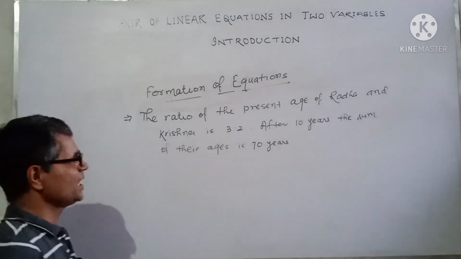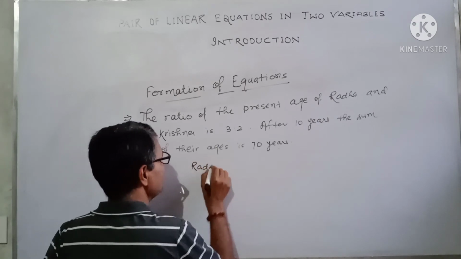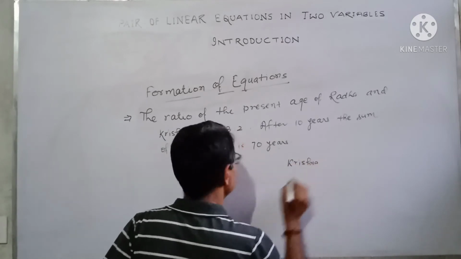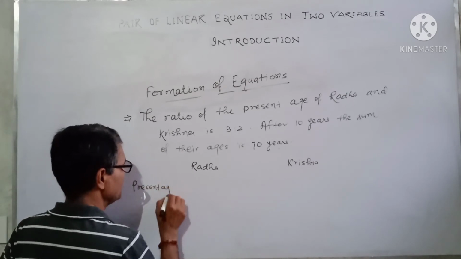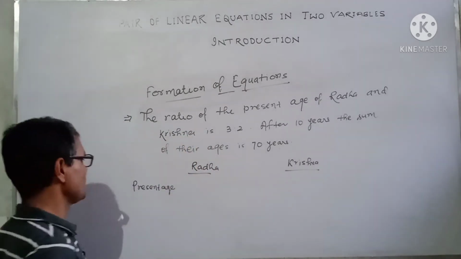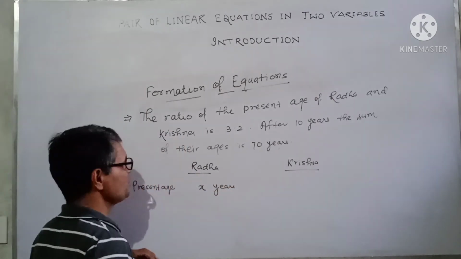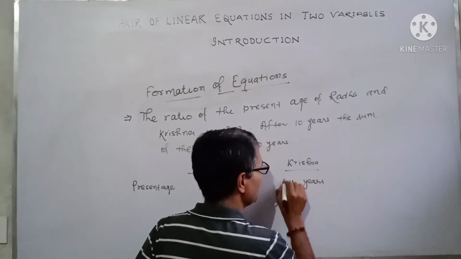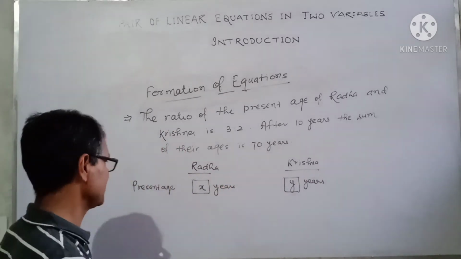In this problem, there are two persons, Radha and Krishna. This is Radha, and this is Krishna. The present age of Radha is x years and the present age of Krishna is y years.